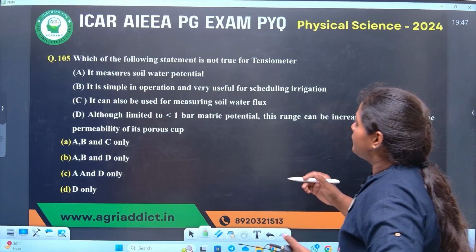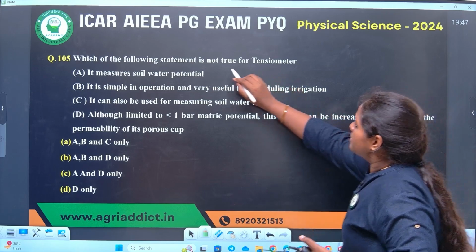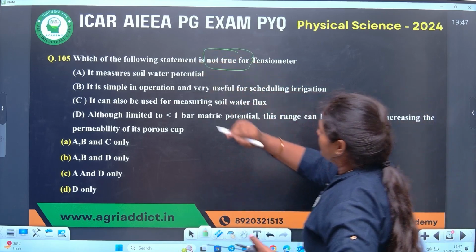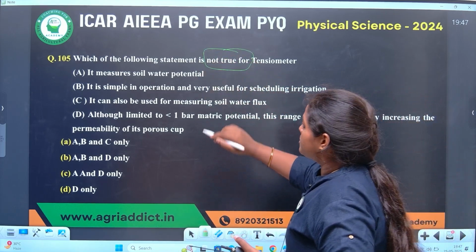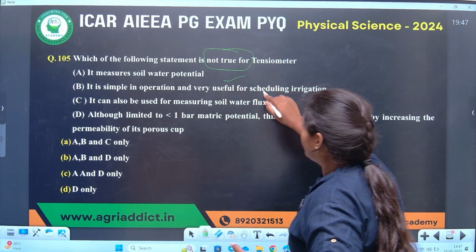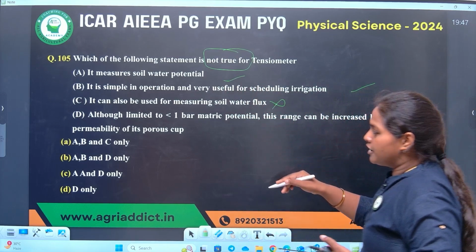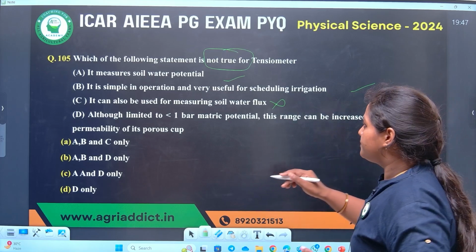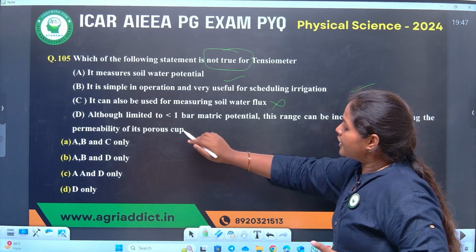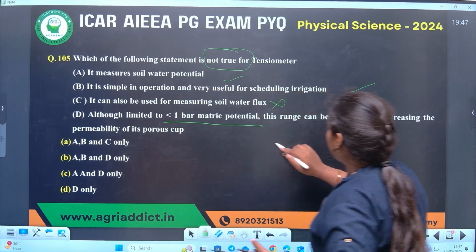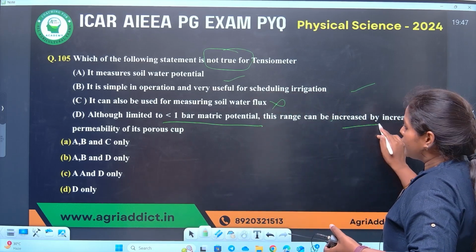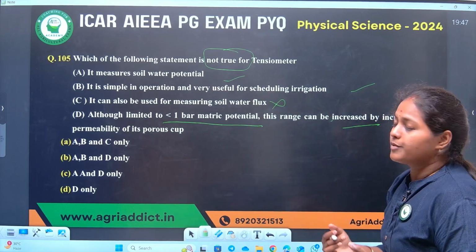Question number 105. Which of the following statements is not true for tensiometer? Tensiometer measures soil water potential, simple in operation and very useful for irrigation. Can it also measure soil water flux? No. Although limited to less than 1 bar matric potential, this range can be increased by increasing the permeability of its porous cup. Is it so?